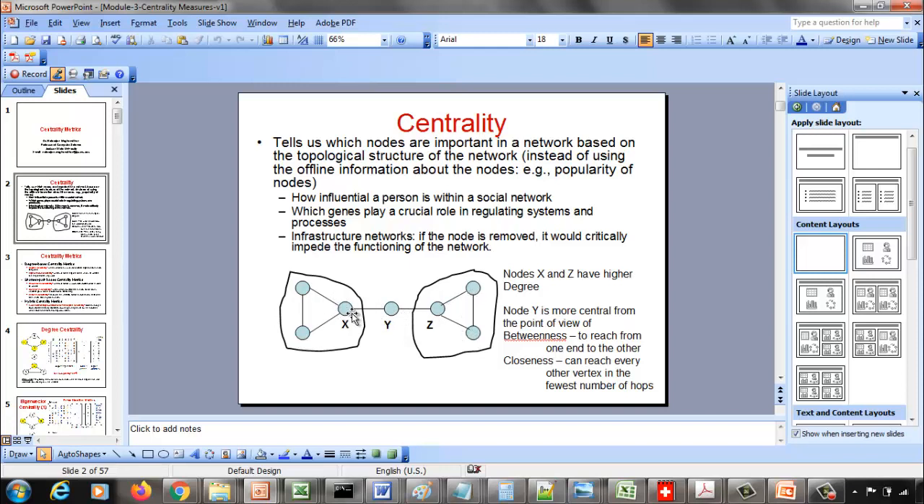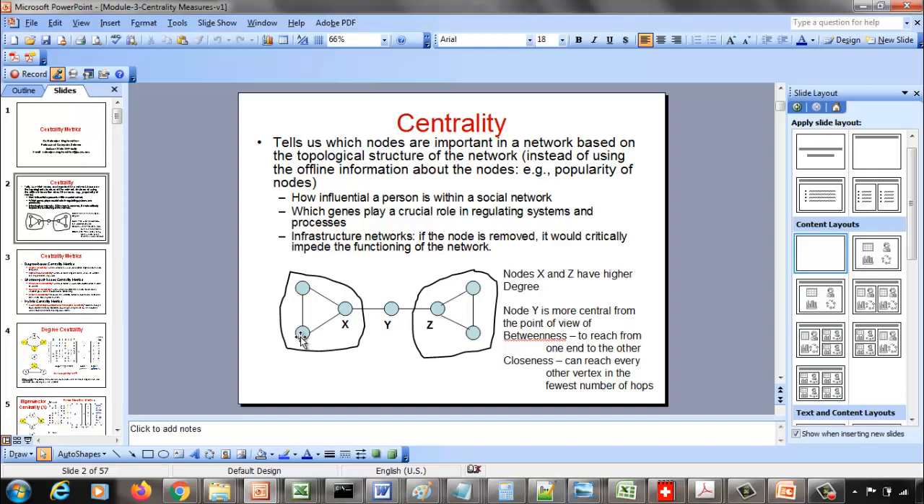vertices. Whereas for x, it takes a distance of 3 to these 2 vertices. You have to go to y, then to z, and then take this edge to this vertex. So for x it is a distance of 3 to these 2 vertices. Similarly for z, it's a distance of 3 to these 2 vertices. So with respect to what is called closeness, we can say y is relatively closer to every other vertex compared to the other vertices out there.